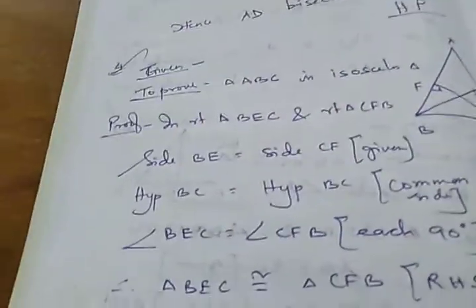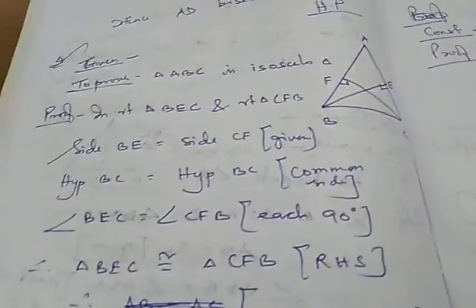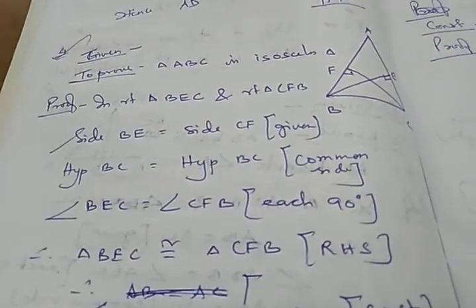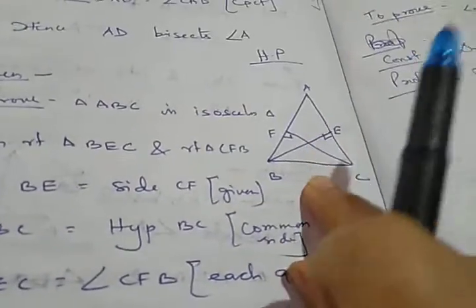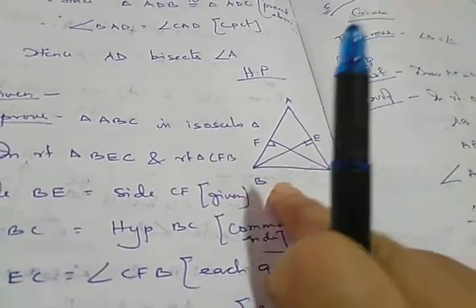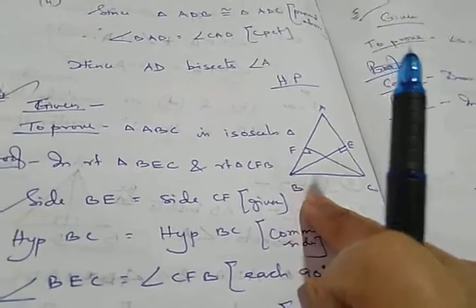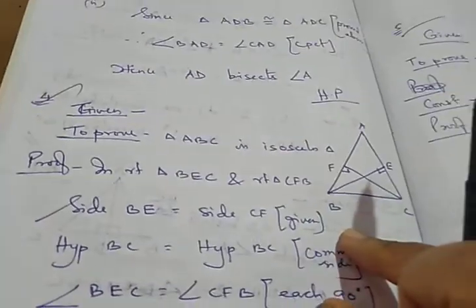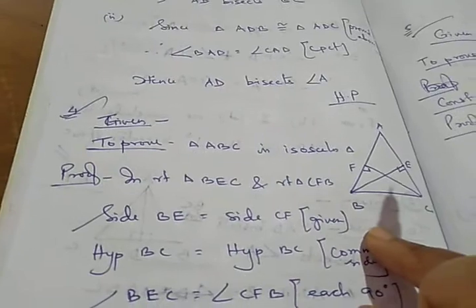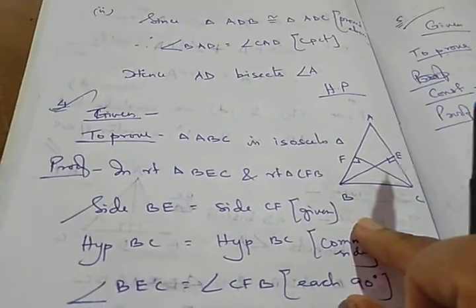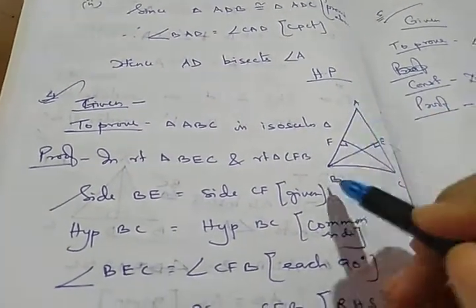Now comes question number 4. Here it is given that BE and CF are two equal altitudes. So BE and CF are both altitudes and they are equal in length, and with the help of this information we are going to prove that ABC is an isosceles triangle. That means we have to prove that AB equals AC.